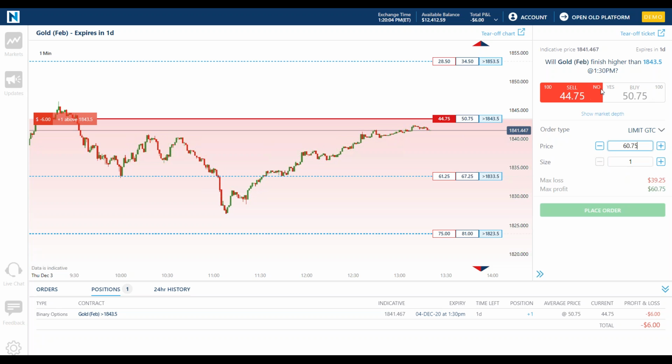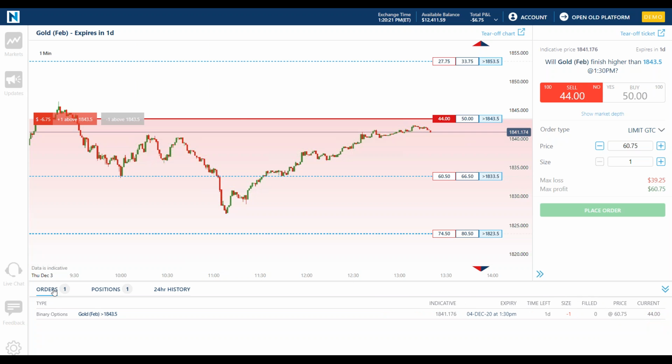Now, if I wanted to put my offer up there above, I can place the order, and notice it's telling me that I've got an order above. I'm trying to sell one. So not only do I have a position that I bought at 50.75, I am actually trying to sell it up above at 60.75. So if I were to walk away from my computer and gold were to go up some, I would take my profit. Now, again, I don't have to wait until expiration.